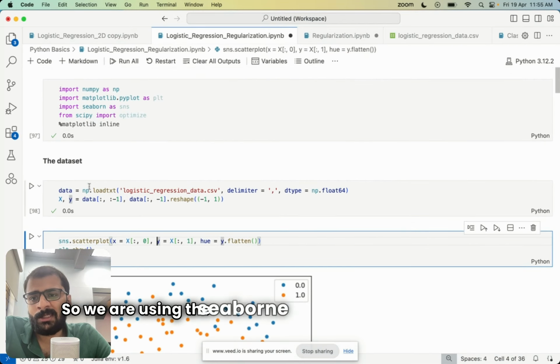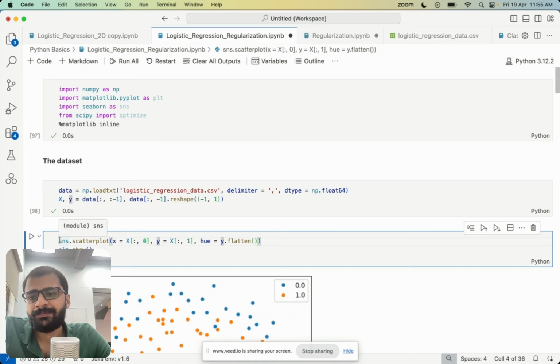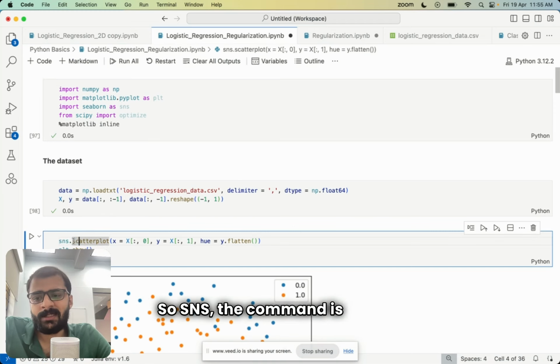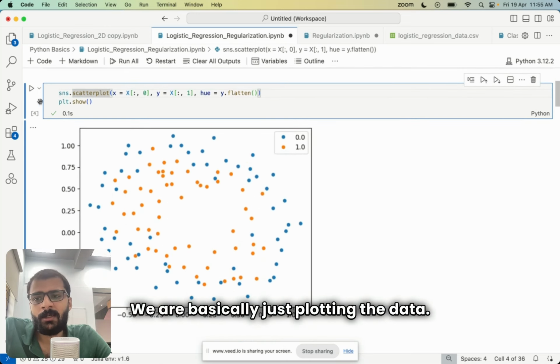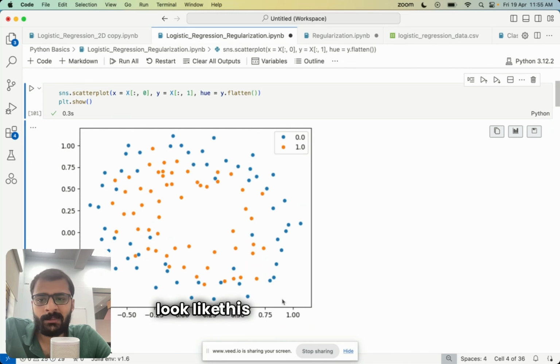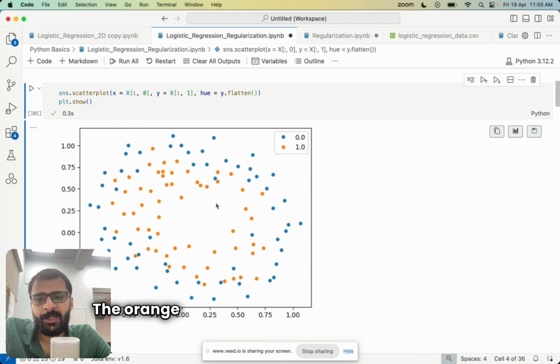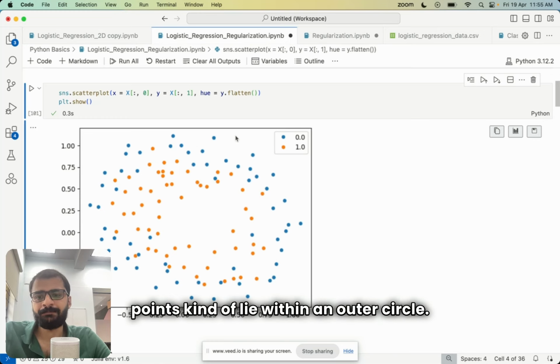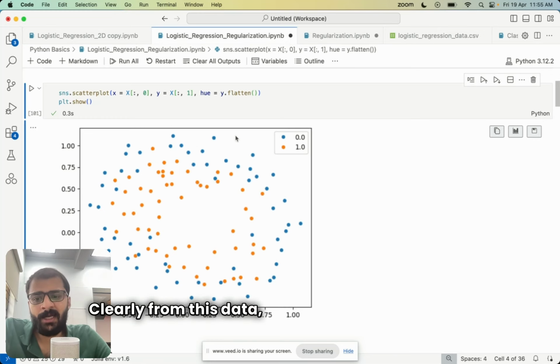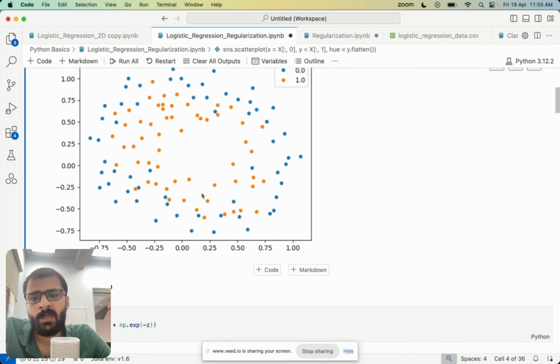So we are using the Seaborn command called SNS here. So SNS, the command is scatterplot. We are basically just plotting the data. So if I plot this, it will look like this. What I showed you basically, it looks similar to this. The orange data points are classified as 1 and the blue data points are classified as 0. It looks like the orange data points kind of lie within an inner circle and the blue data points kind of lie within an outer circle. Clearly from this data, it is not linearly separable.